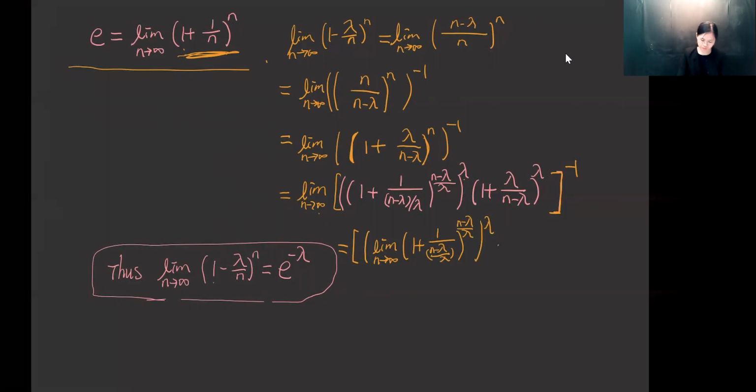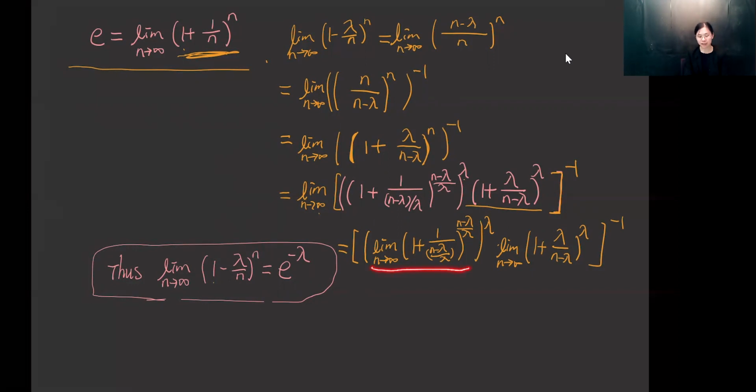And also times the limit of (1 plus lambda over n minus lambda) to the power lambda. And then outside you still have the inverse function. Now look at this limit.